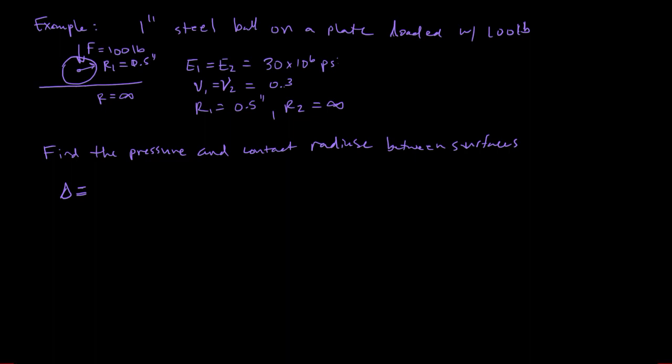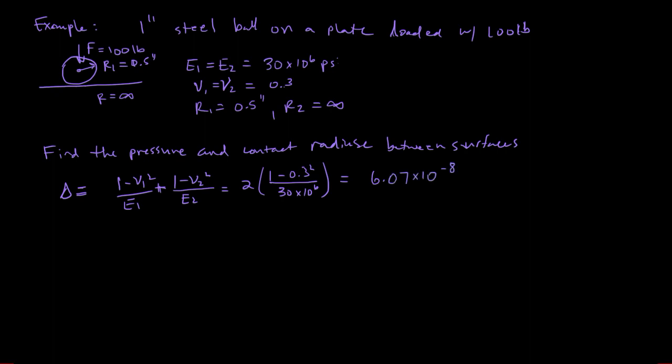Our effective contact modulus from the equations is (1 minus u1 squared) over E1 plus (1 minus u2 squared) over E2. But since they're the same, we can just say it's 2 times (1 minus 0.3 squared) over 30 times 10 to the 6, which is 6.07 times 10 to the minus 8. These should come out as small numbers.